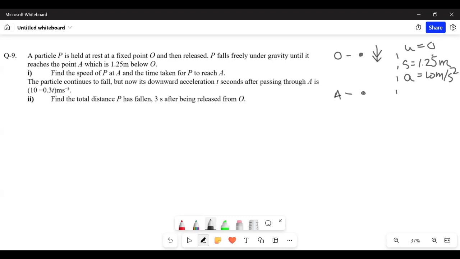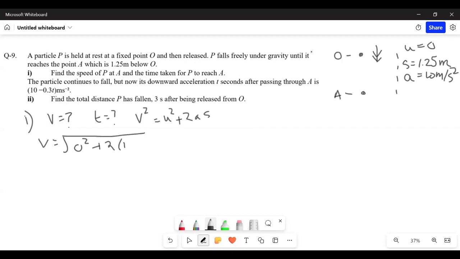Find the speed of P at A and the time taken for P to reach A. So now we need V and also T. For V, we can use V square equals U square plus 2AS. So that's going to be square root of 0 square plus 2 times 10 times 1.25, which is 5.